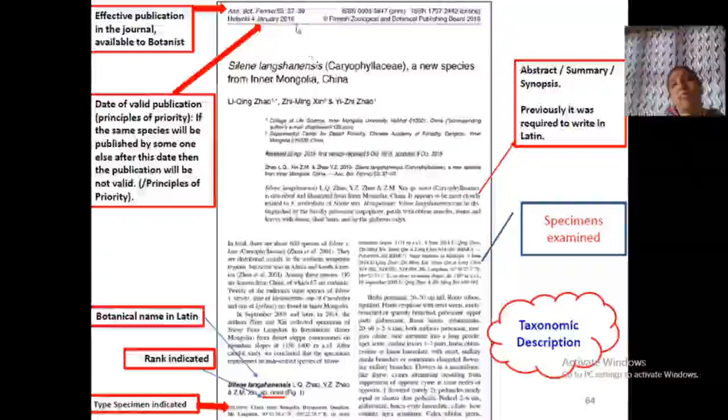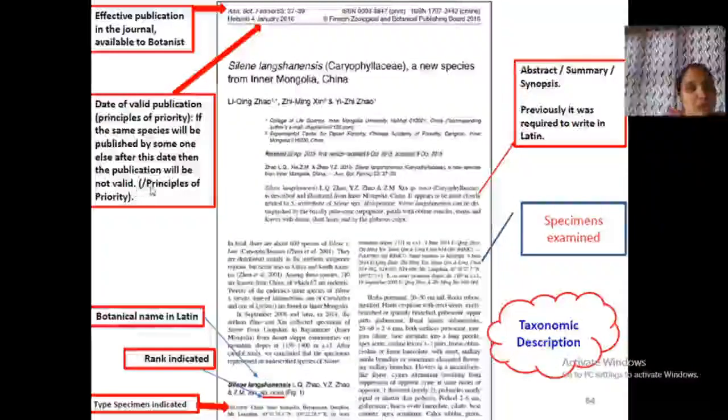So when somebody publishes the same species after 2018, which will be valid? This will be valid according to the rule of priority, that you know. So date of valid publication, principle of priority. If the same species is published by someone after this date, then that publication is not valid. The principle of priority, that I have already discussed, you have to remember it. Then effective publication in the journal, because everything here is given according to the rule, that is ISBN, online, published, PDF format, everything given here, a diagnosis, description, then type mentioned, Latin language, everything. Then see the abstract.